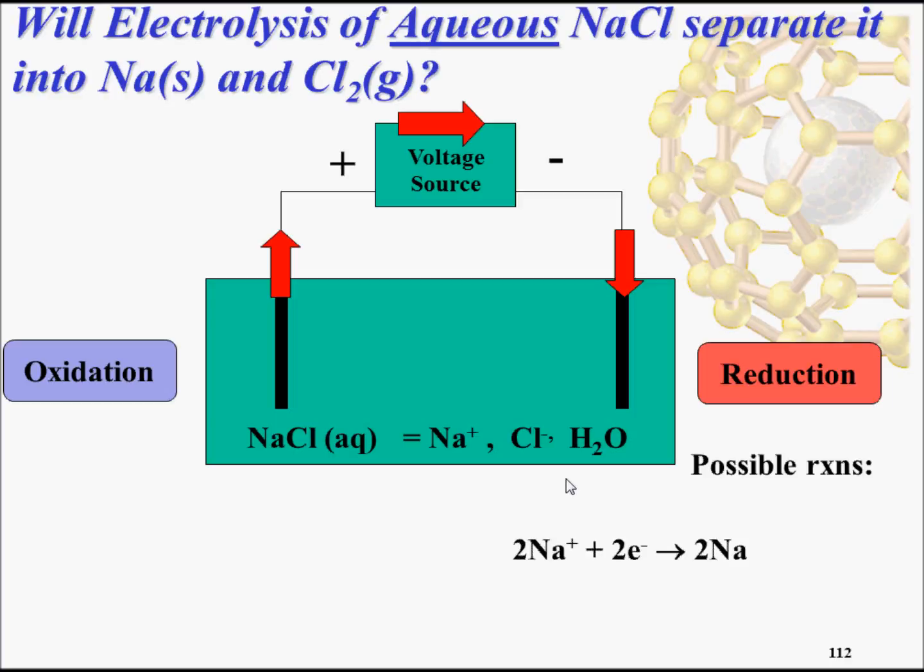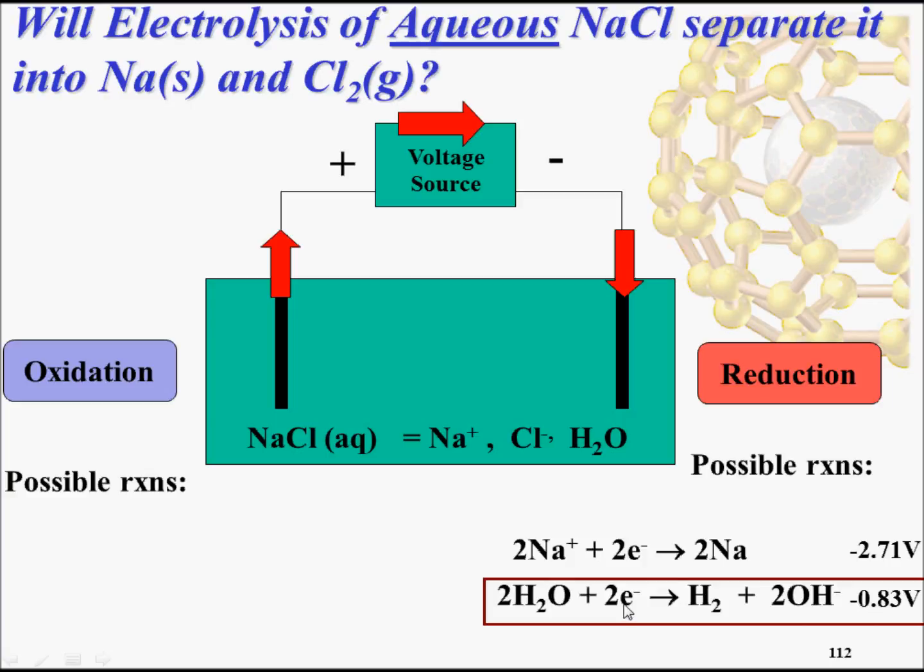So who's going to be reduced? Well, again, sodium might want to gain an electron, but this time we also have water that might want to gain the electron. There's our same equation we just saw a minute ago. So which of these will be favored? If we look at the reduction potentials, again, the more positive is favored for reduction. So that means the water will be reduced, and we will not be making sodium on this side.